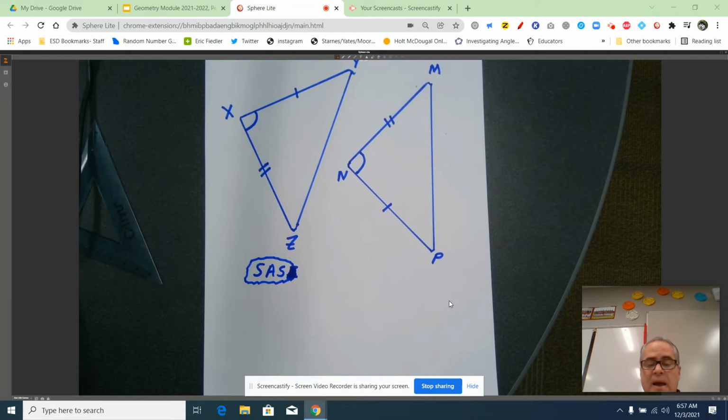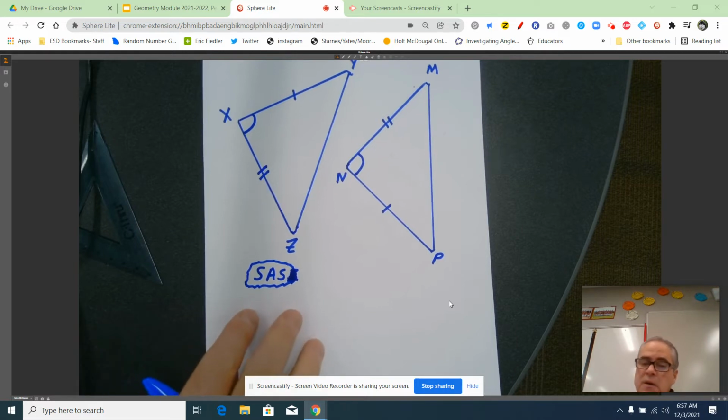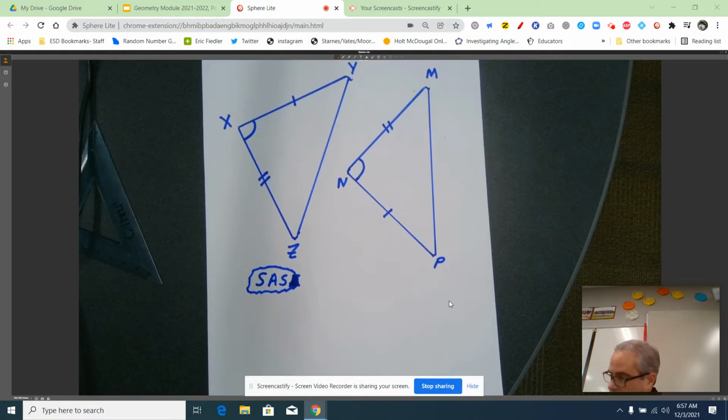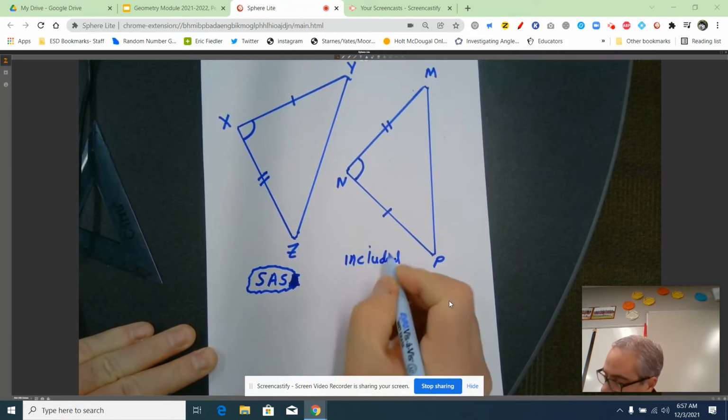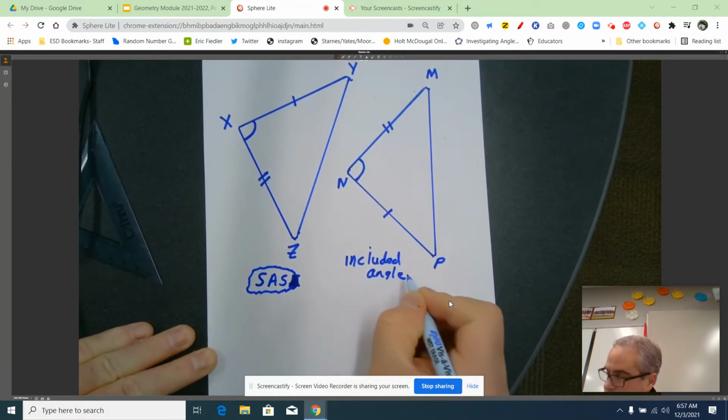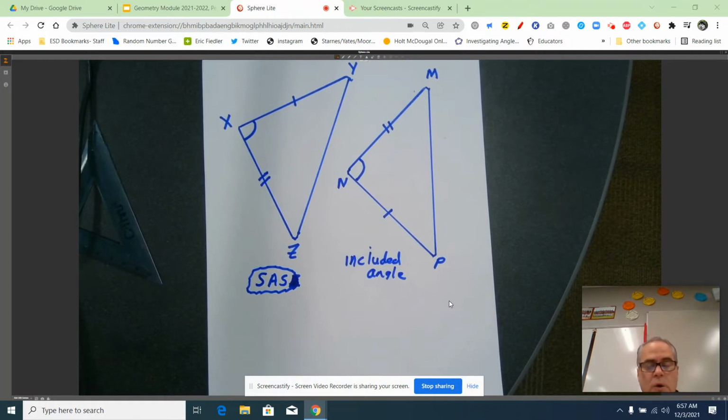You also have to have an angle mark congruent, and this is the very challenging part for students. That angle has to be included, and I'm going to write down that word, included, between the sides that are tick marked, or it doesn't work. And I can show you some examples in class of how it doesn't work if it's not included between the 2 sides that are tick marked.